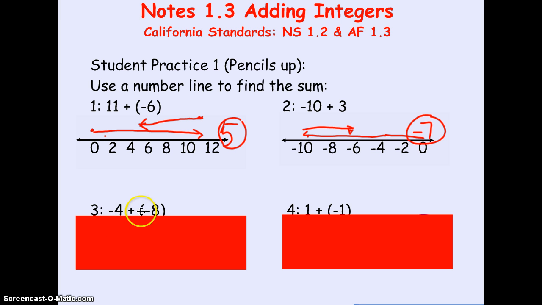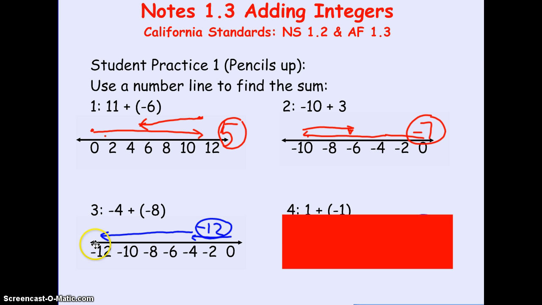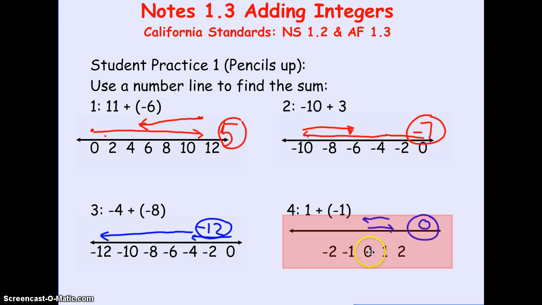Number 3, notice I'm moving left or backwards both times, so I'm going to go all the way down until I get to -12. The last one, I'm starting at 0, moving forward 1, and then backwards 1, and I end up at 0. So hopefully you got all those right. If you didn't, correct your answers now.